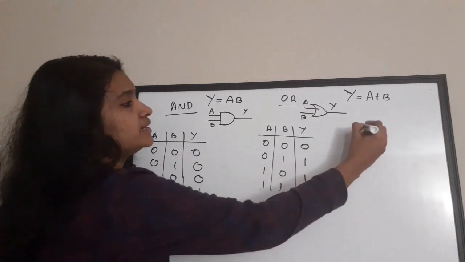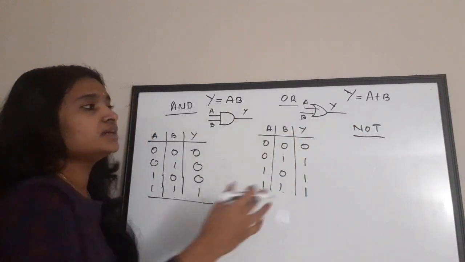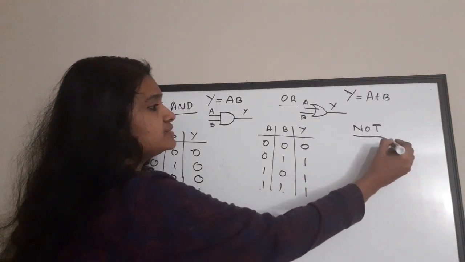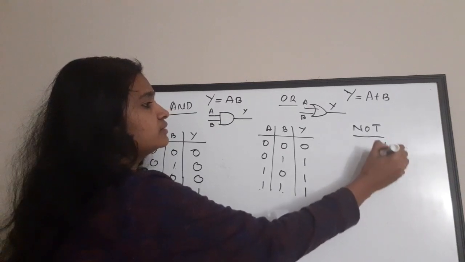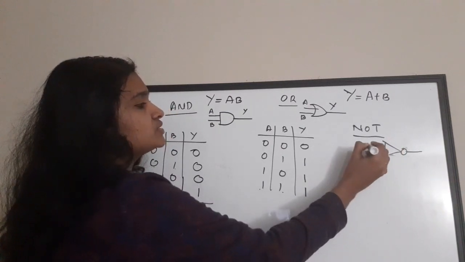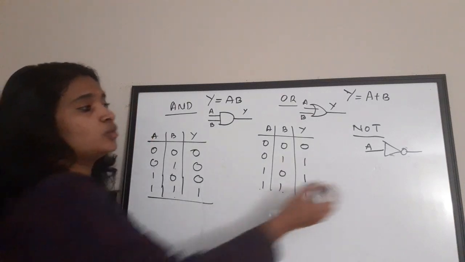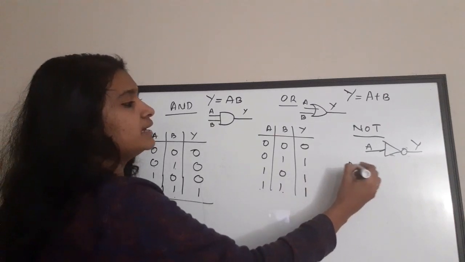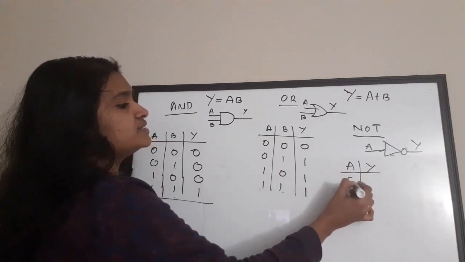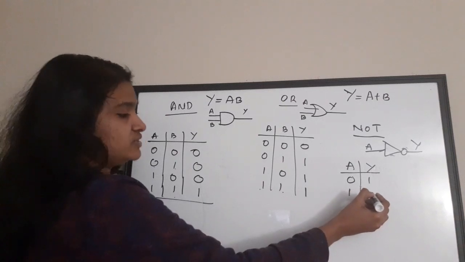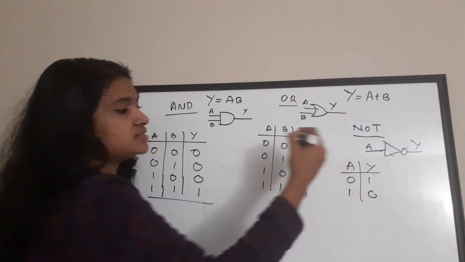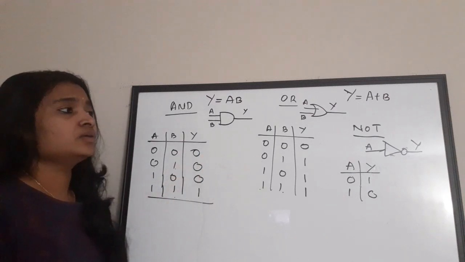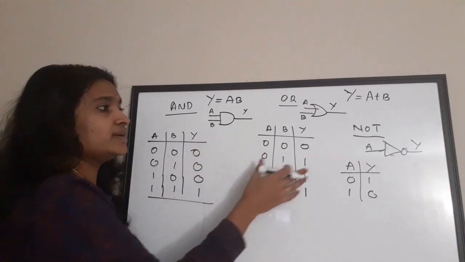Next is the NOT gate. NOT means whatever you give it, it is going to complement. So, the symbol is like this, just a triangle and a circle in front. There is only a single input, and the output is Y, which is the complemented version of your A. For A is 0, output is 1. If 1 is given as input, then output is 0. The NOT gate works just to complement your input. Okay, so that is all about AND gate, OR gate and NOT gate.